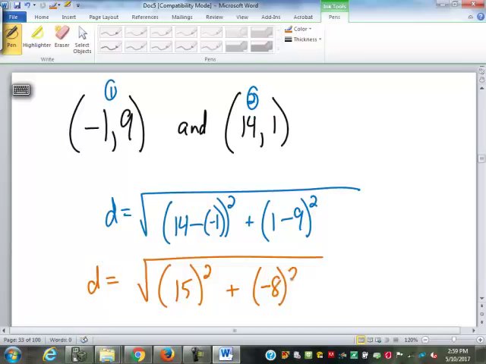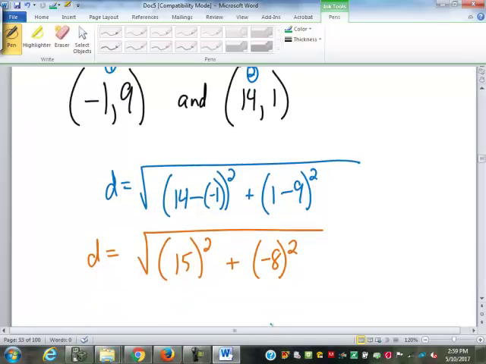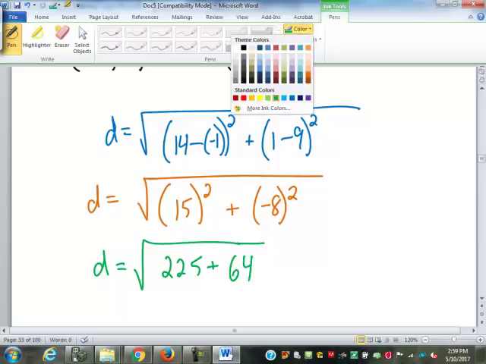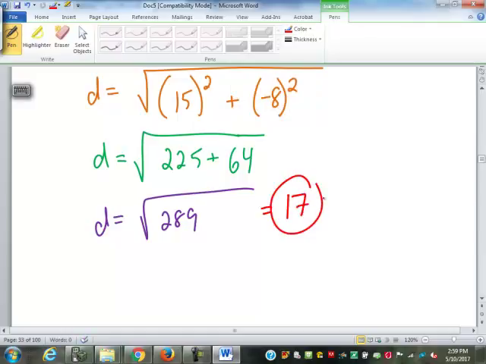Let's get up off the floor, guys. Okay. So now we've got 15 squared, which is 225. Good. And the negative 8 squared? 64. Good. Then we add those together to get 289, and then we square root 17. So the distance is 17 units apart.